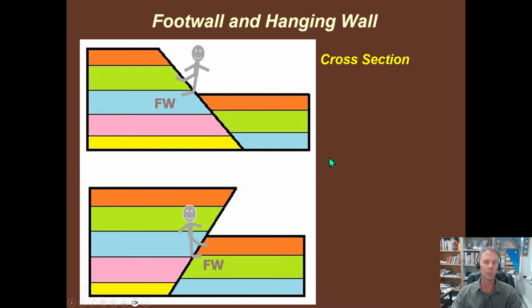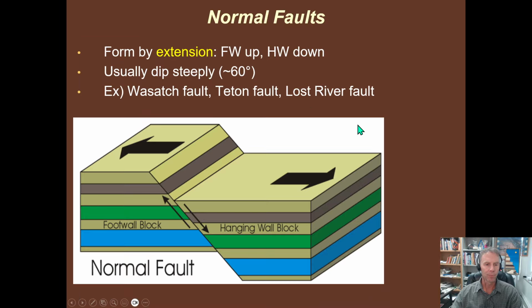So hopefully that's a little bit helpful, because it's absolutely imperative that you can identify footwall and hanging wall in order to determine specifically what kind of dip-slip fault we have. So what are the two different types of dip-slip faults? Well, the first one we have is what are called normal faults.